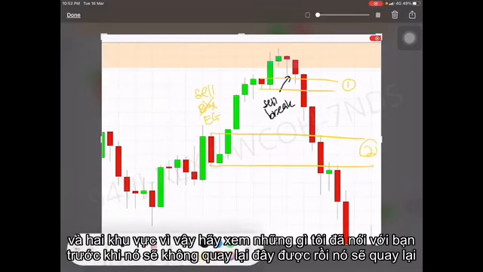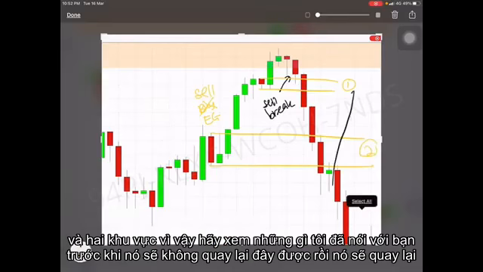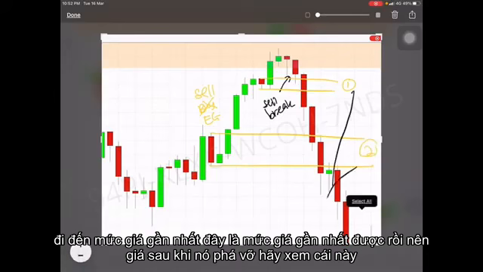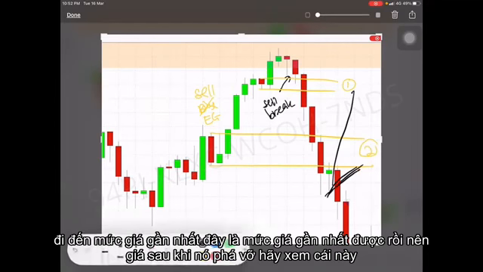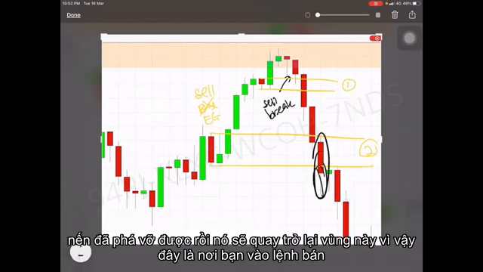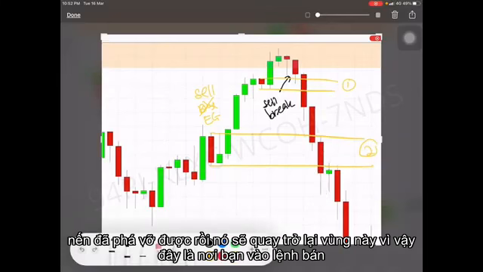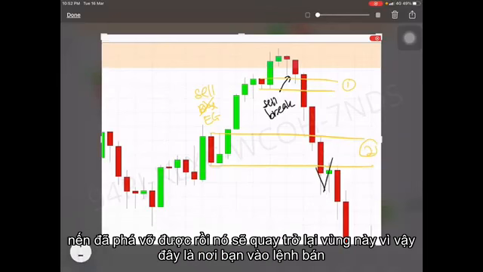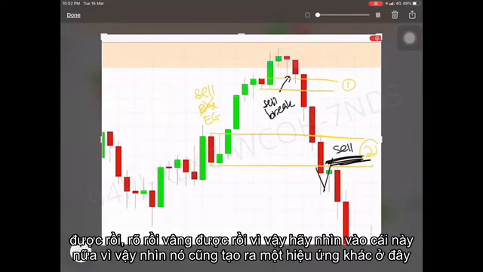See what I told you before? It will not come back here. It will go to the nearest price. This is the nearest. After it broke, see this candlestick broke, it's going to come back to this zone. So this is where you enter for sell. Is it clear? Yes.